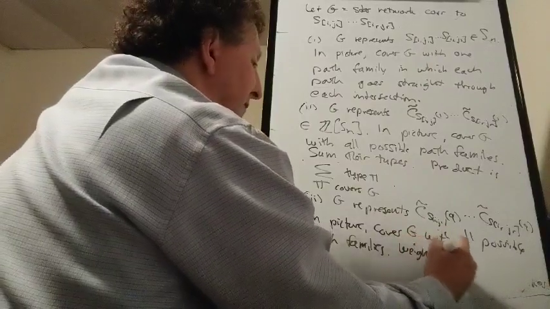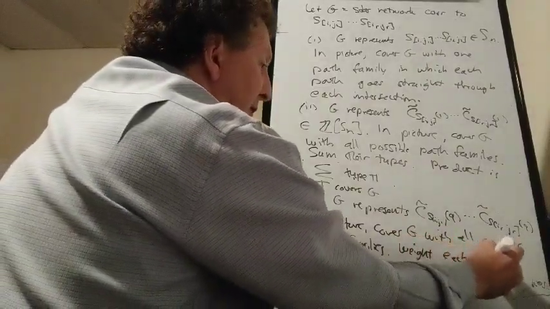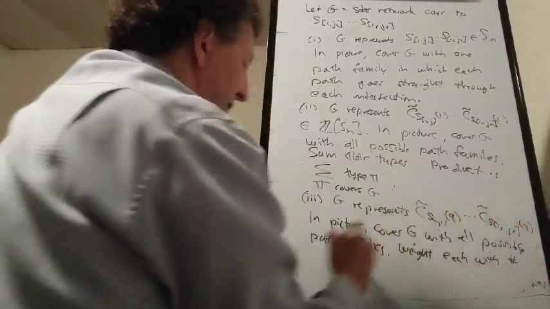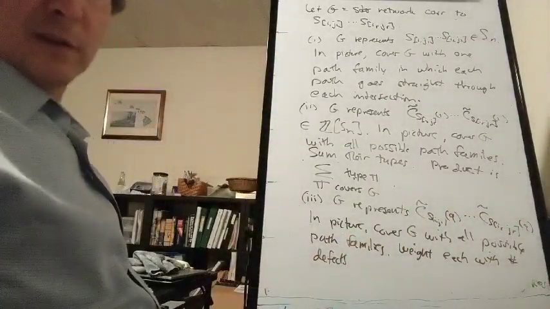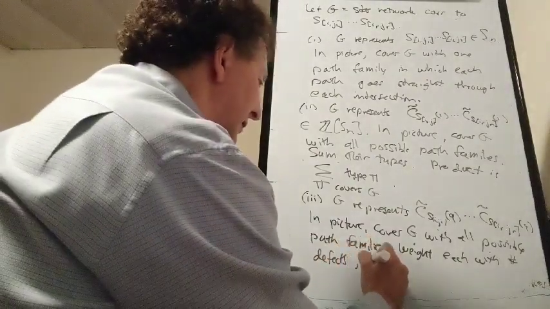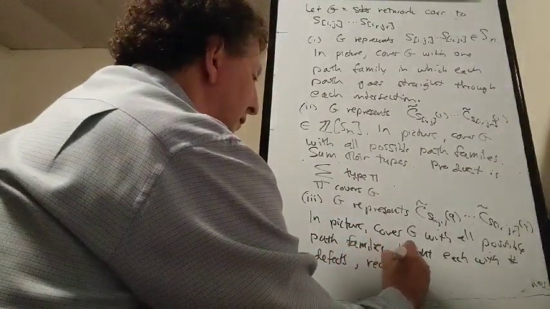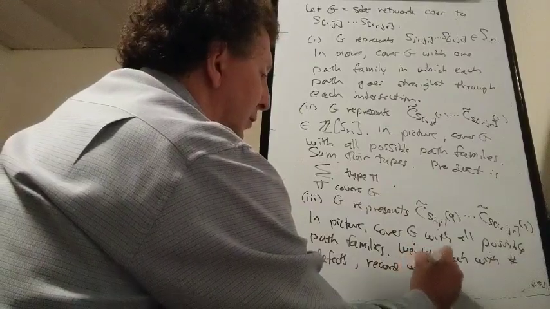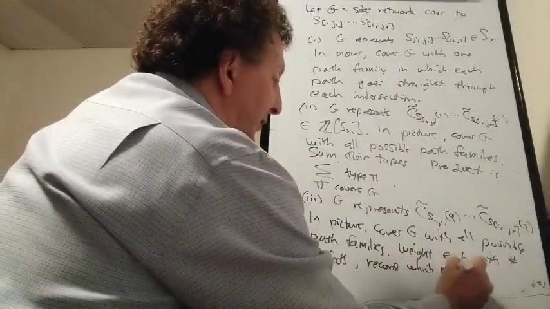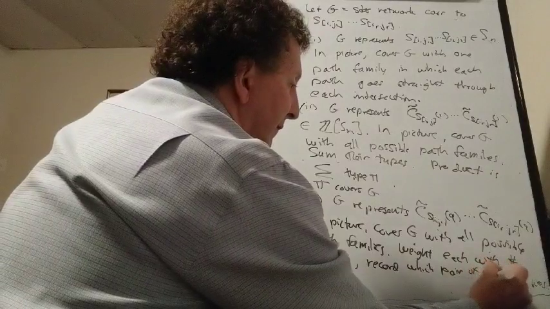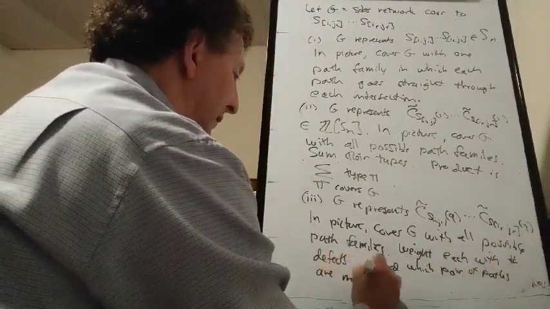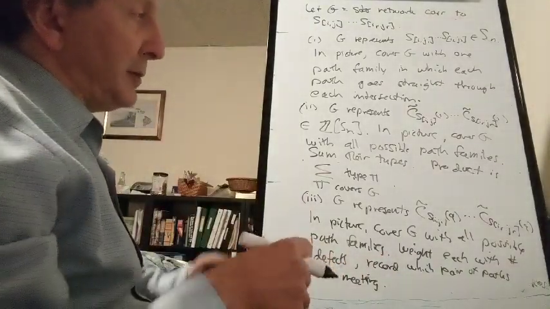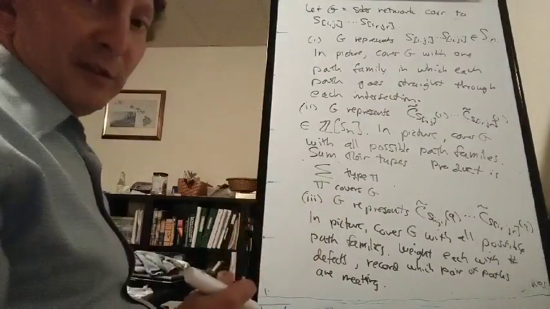And then we weight each with the number of defects. Now we have to be a little careful with defects in a star network. We have to record which pair of paths are meeting. So it could be that one vertex is going to be the home of several different defects.